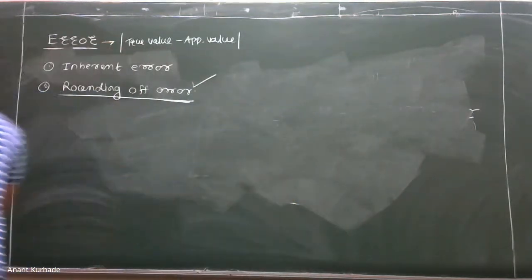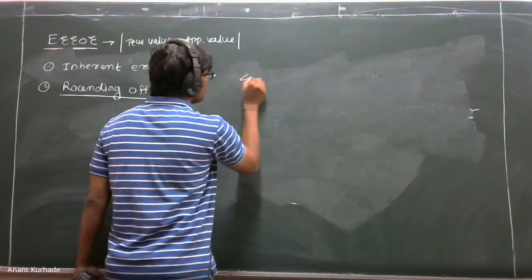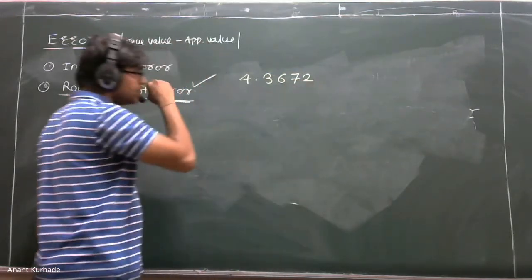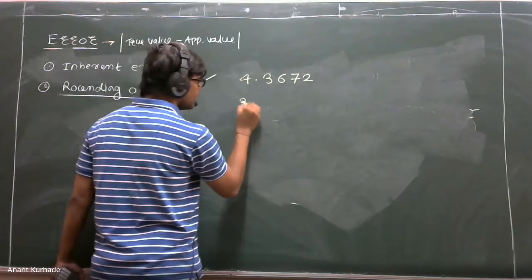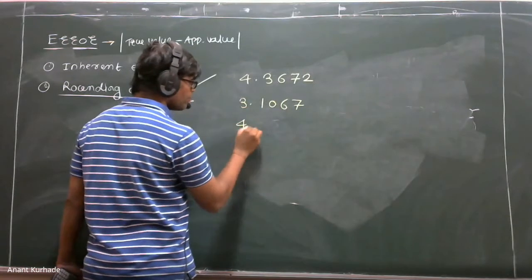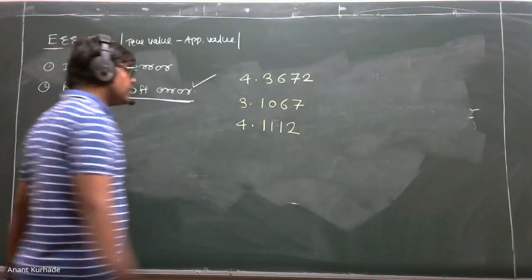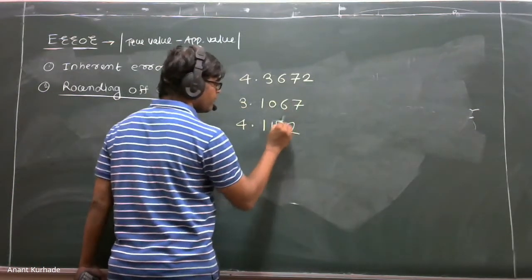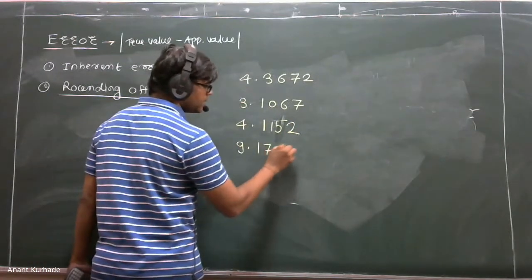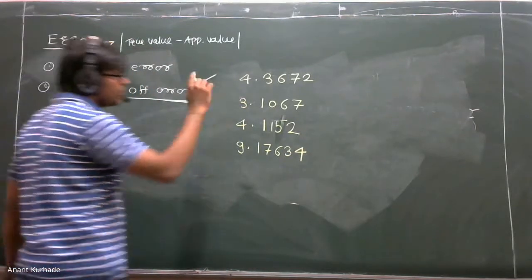I will put here a few numbers and ask you questions. Say 4.3672. Next, 3.1067. Next, 4.1112, and we can say here 5. Next one, 9.1763.